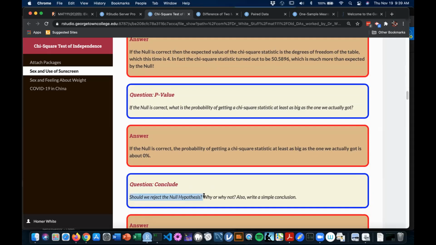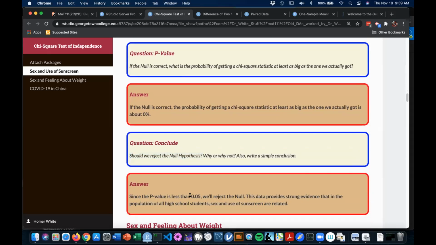Should we reject the null? Kind of heading now to the conclude step. Should we reject the null? Yeah, it's because it's less than 0.05. And then here's a step that a lot of people are still skipping. It says also write a simple conclusion. So you need a conclusion without any math in it that just says how strong the evidence is in your data for the alternative hypothesis.